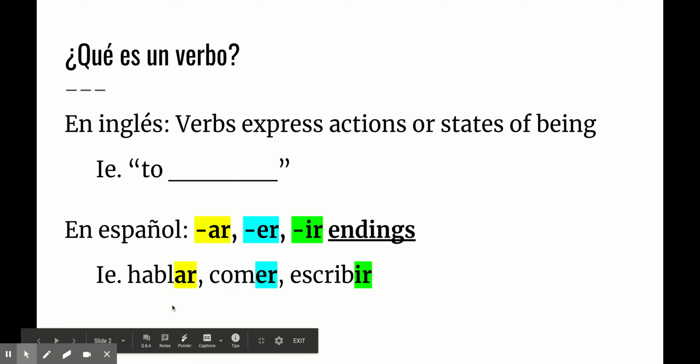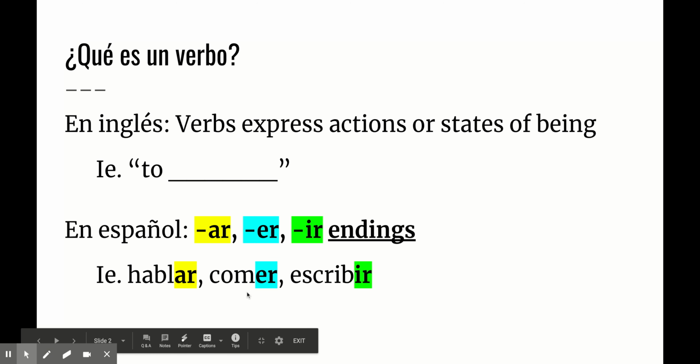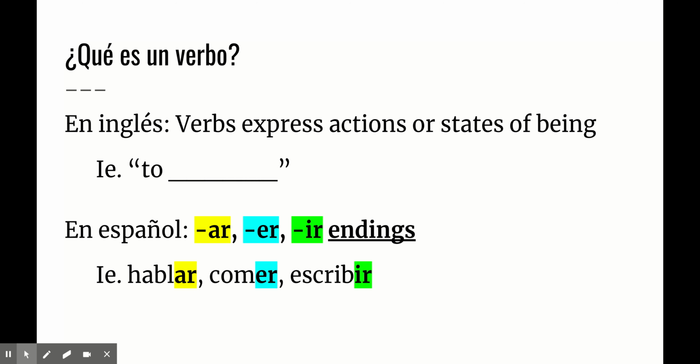So for example, hablar, which you're going to learn today, means to speak. Comer, which you're going to learn later, means to eat. And escribir, which I actually told you about during the vocab if you remember, means to write. Okay, so these are examples of some verbs. So chicos, you should be taking notes as we go. I'm going to be throwing some questions in here too, so make sure you answer the questions and take some notes.